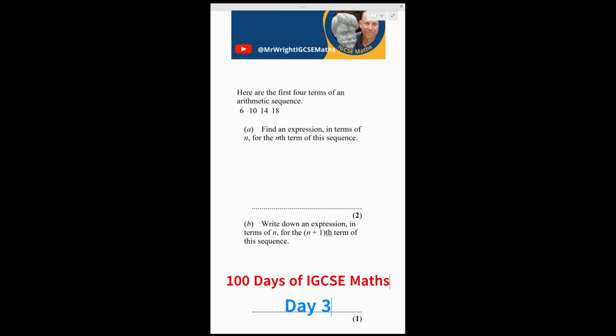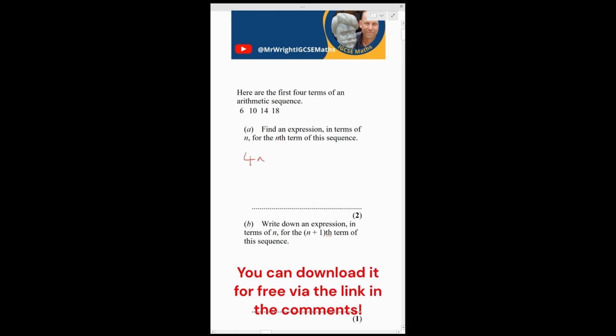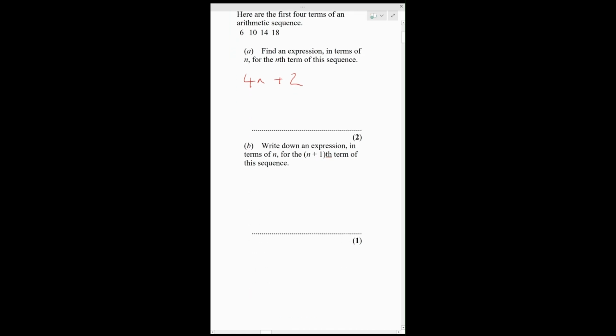Now's your chance to pause the film. Okay, I've got an arithmetic sequence here. It's going up in 4s. So the nth term is going to begin 4n. The first term isn't 4, it's 6. So the correction factor will need to be 2. So 4n plus 2. Now, if that's the nth term, then the n plus 1th term is going to be 4 lots of n plus 1 plus 2, which you can simplify, if you wish, to 4n plus 6.